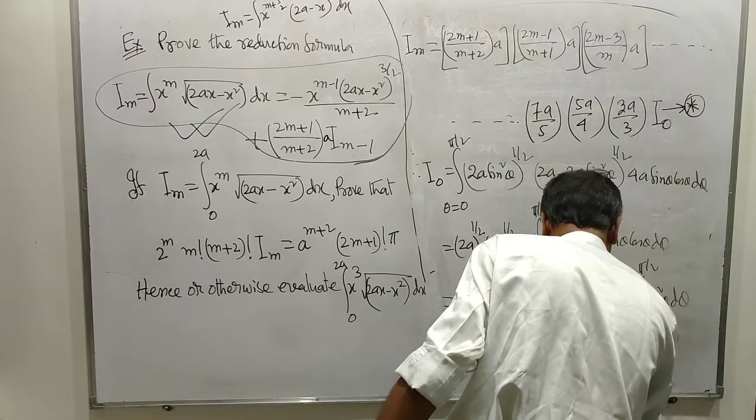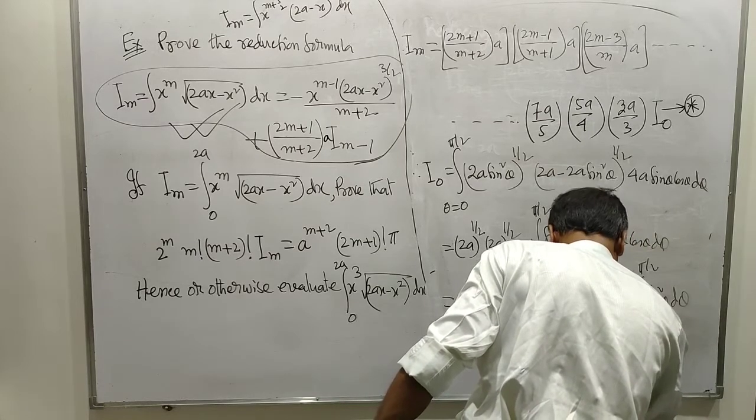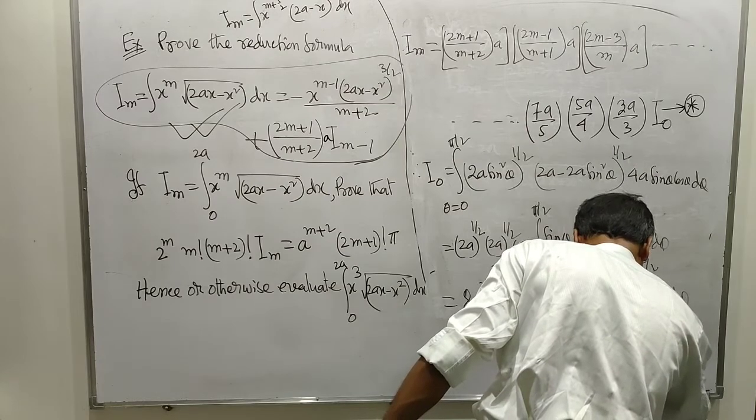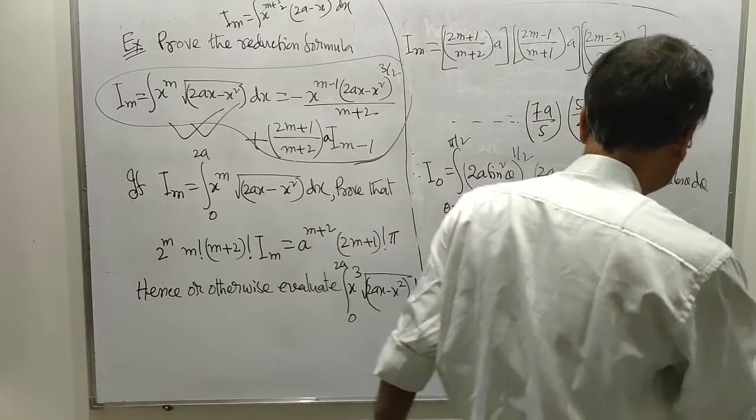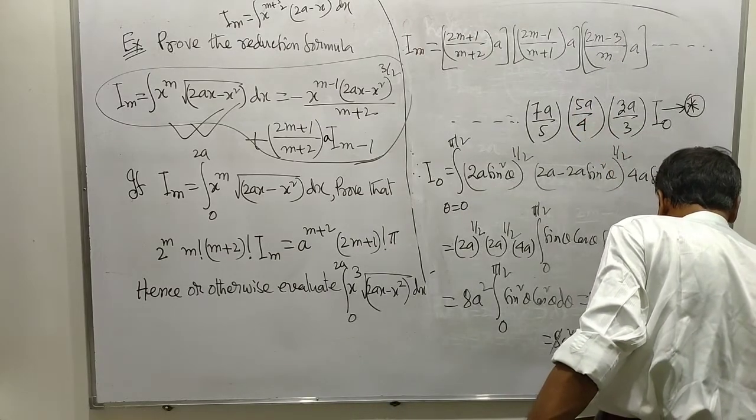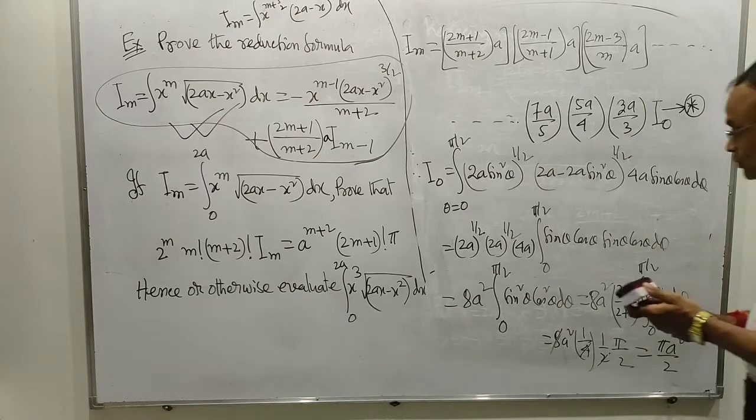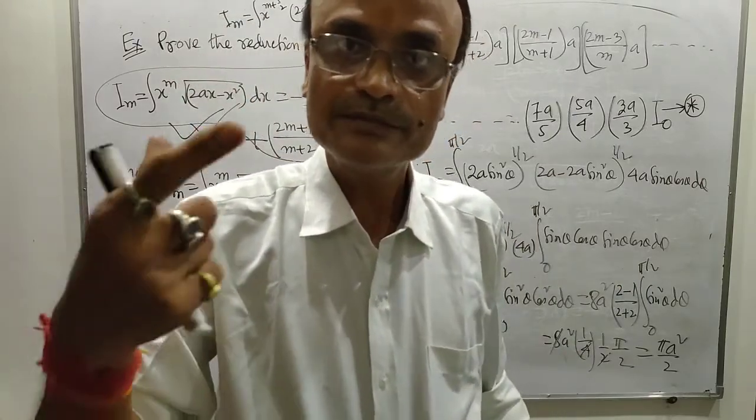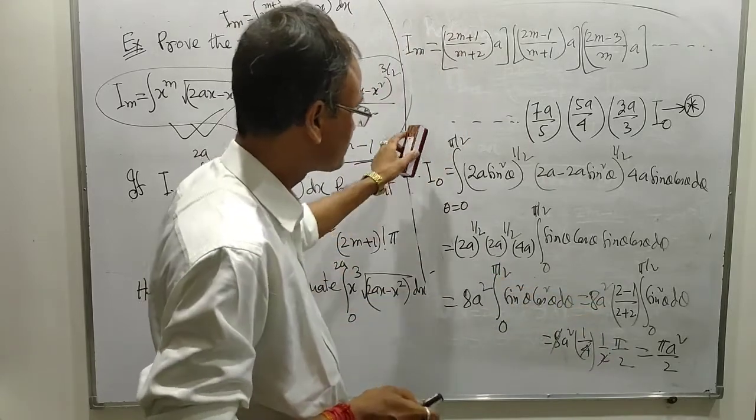This is equal to 8a square, 1 by 4, 1 by 2 into pi by 2. 4, 2, 8 cancelled, pi a square by 2. This is equal to pi a square divided by 2. No, not it. Pi a square divided by 2. This means I0 is equal to pi a square divided by 2. We have got I0 equal to pi a square divided by 2.